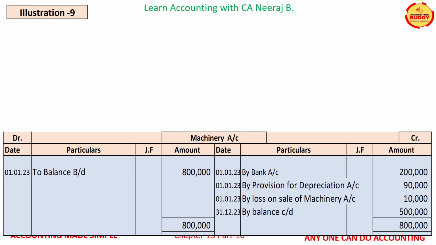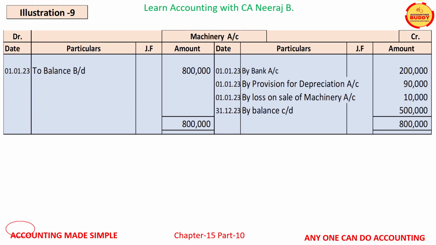The machinery ledger account is displayed on your screens. On 1st January 2023, the opening balance of $800,000 is recorded on the debit side of the account by writing the words "to balance brought down." Sales proceeds of $200,000 on 1st of January 2023 is posted on the credit side of the machinery account by writing the words "by bank account."